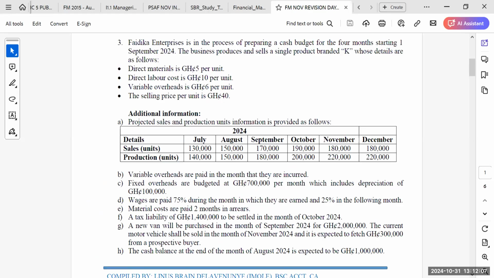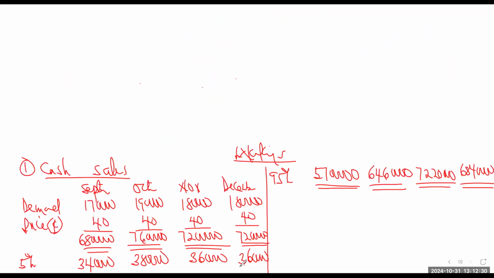Okay, this is what we are going to be doing. Let's now come to the variable overheads. What are they saying about the variable overheads? Variable overhead is stated in that month, so it means that we will start from only September to December. They are paid instantly. So we come to the second workings, variable overhead.